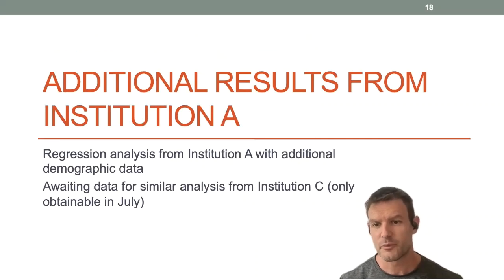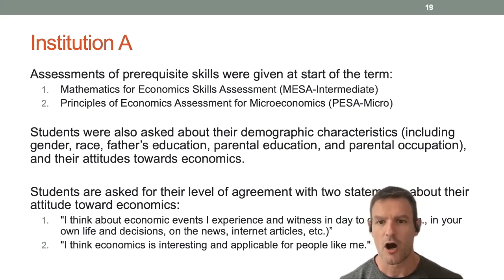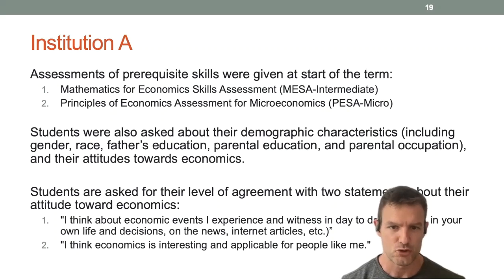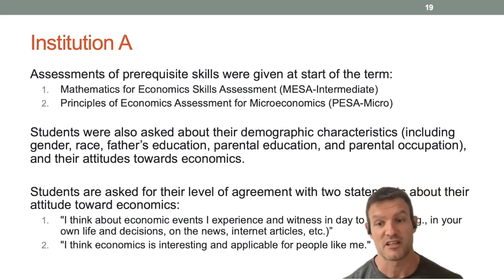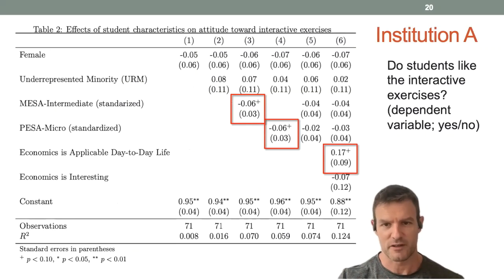Now, we have additional data from Institution A, and we hope to get the additional data from Institution C as well once some other things are finished up. But with this at Institution A, we also have additional data on the Mathematics for Economics Skills Assessment and the Principles of Economics Assessment for Microeconomics, 2 additional assessments that the students did in the course. And we basically asked them their level of agreement with 2 statements about their attitude towards economics. I think about economics events I experience and witness in day-to-day life, and I think economics is interesting and applicable for people like me. Now, our dependent variable here is whether a student liked or found helpful these interactive figures.